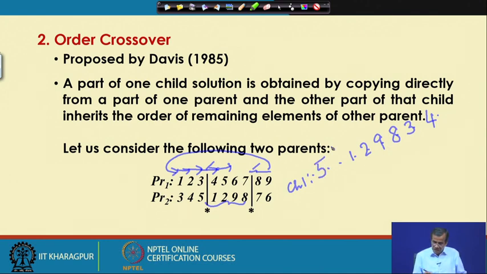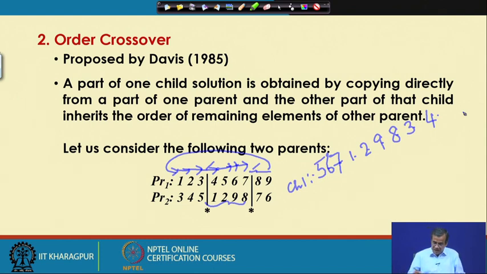Then comes city 6. City 6 is once again not here, so let me put city 6 here, and next is city 7. 7 is also not here, so let me put 7 here. This completes the child 1. Now, let me check whether I have considered all the cities once: city 1, 2, 3, 4, 5, 6, 7, 8, 9. So, all the cities have been considered once, and there is no missing city here. So, this is a valid child. This is the child 1.